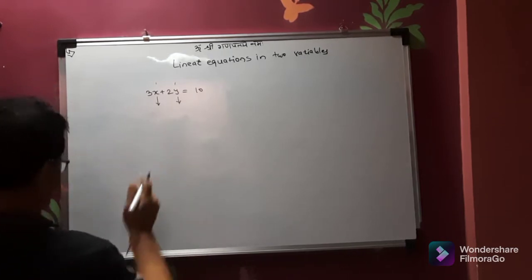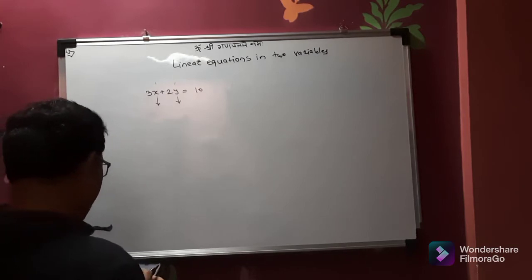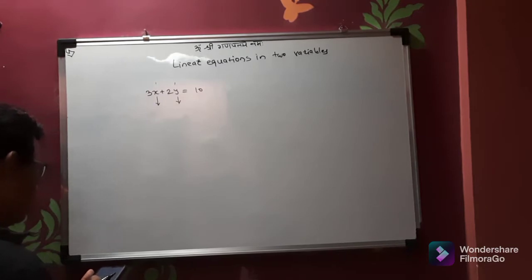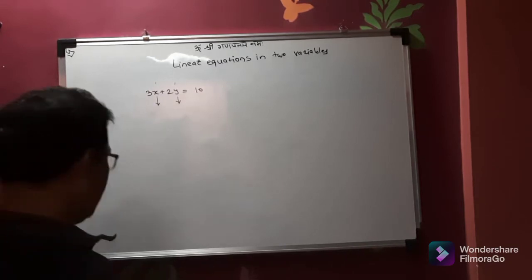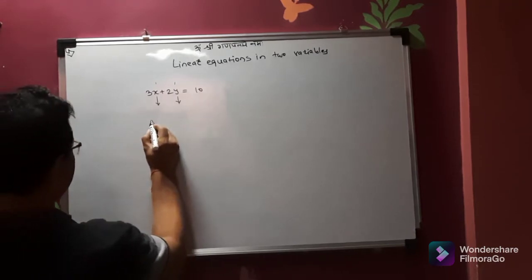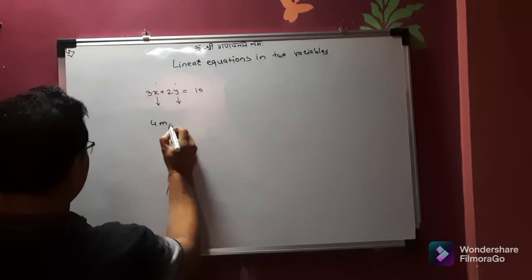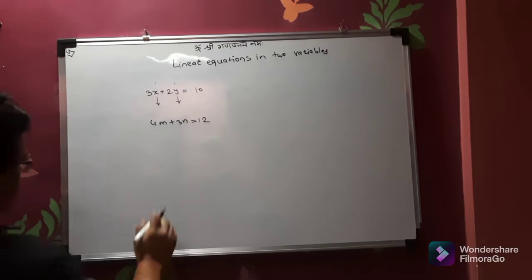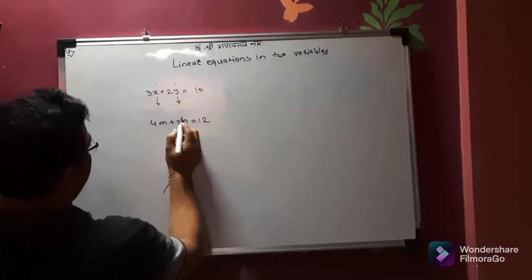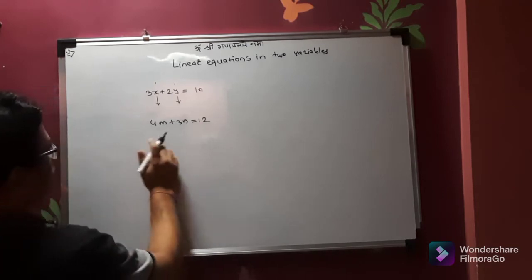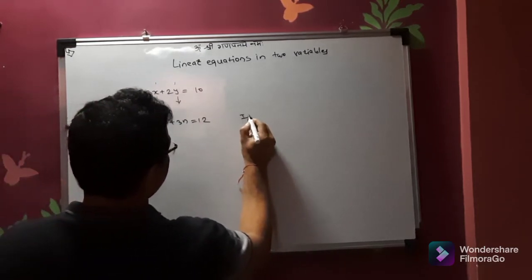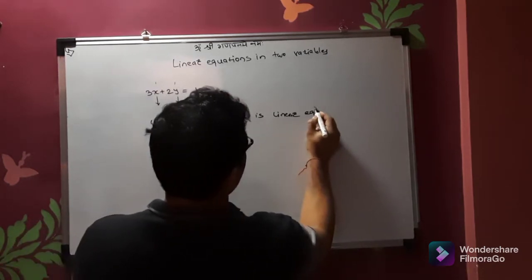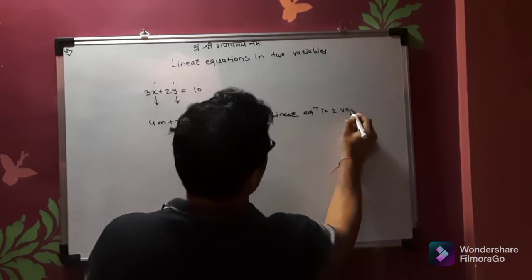For example, they have given one example in the book, that is, complete the following table. The equation is a linear equation in two variables. So what have they written? They have written 4m plus 3n is equal to 10. Is it a linear equation? Yes, it is a linear equation because m and n have 1 as a degree. So it is a linear equation in two variables.